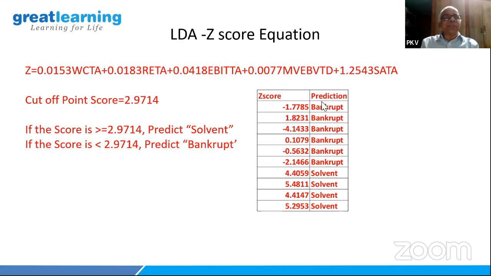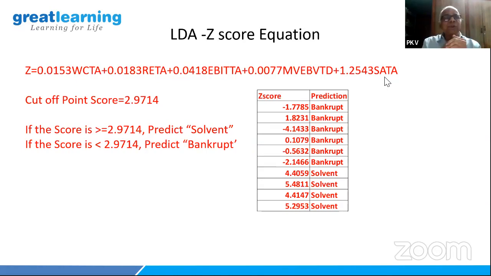So the equation, as you can see, the Z equation is here at the top, which you cannot miss. Z is equal to 0.153 WCTA plus 0.183 RETA plus 0.0418 EBITDA plus 0.0077 market value of equity to the book value of the total debt outstanding plus 1.2543 SATA. Remember, the Z score is the Fisher score based on the data that is provided, raw data. It is not a standardized model, but that is the beauty of discriminant analysis. It works very well, whether you standardize or not.